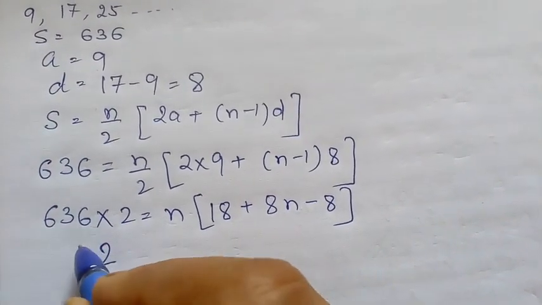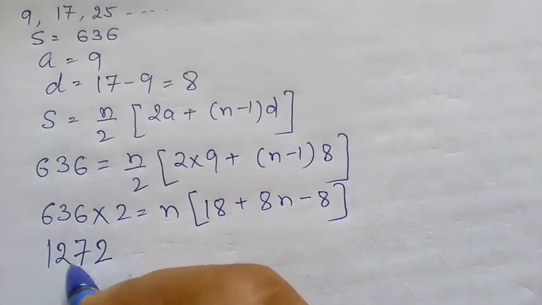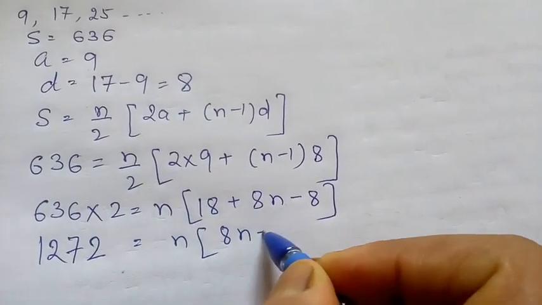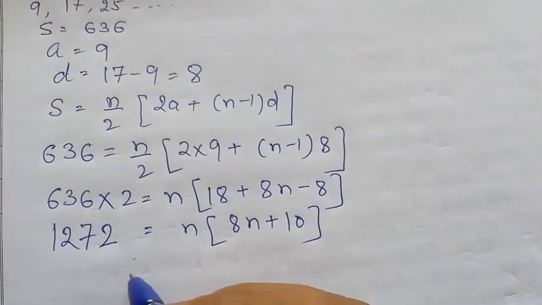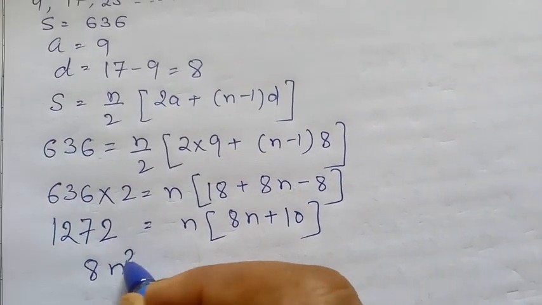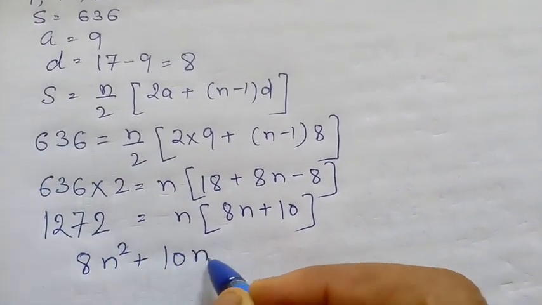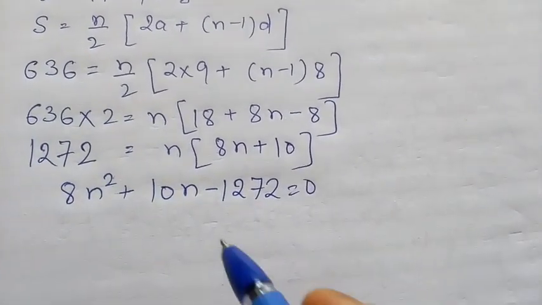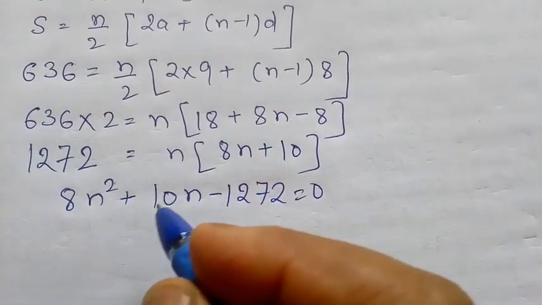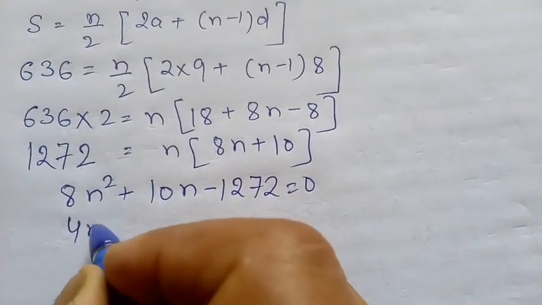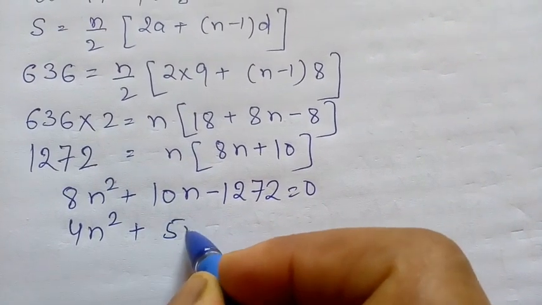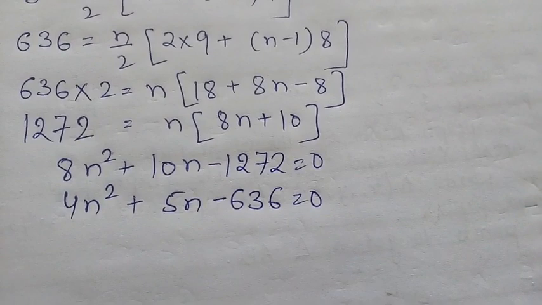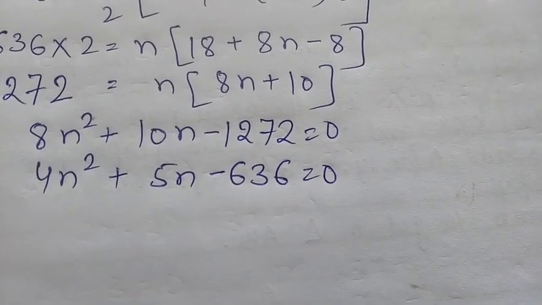So we get 8n square plus 10n minus 1272 equal to 0. Here it is a quadratic equation. Taking 2 common, 4n square plus 5n minus 636 equal to 0. You can solve by using a quadratic formula.